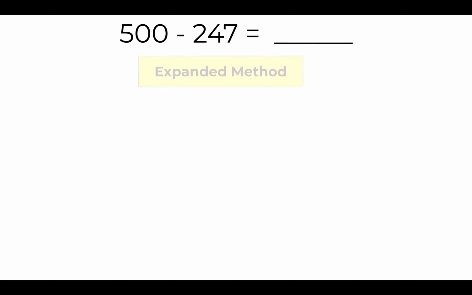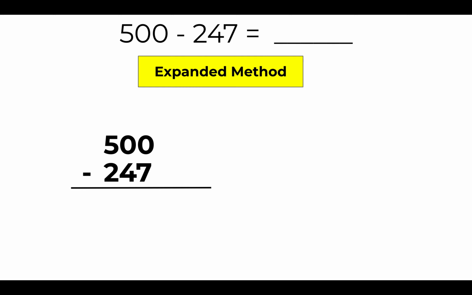Let's see what this looks like with the expanded method. With the expanded method, I'm writing my problem vertically. Then I'm going to stretch out each number. 500 is the same as 500 plus 0 plus 0. There's nothing in the tens or ones place, so I'm just putting zeros as placeholders for now.